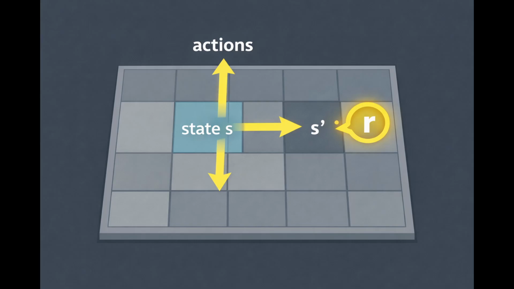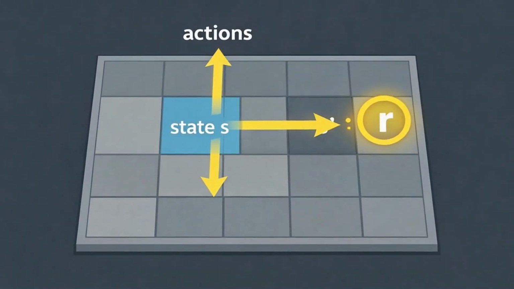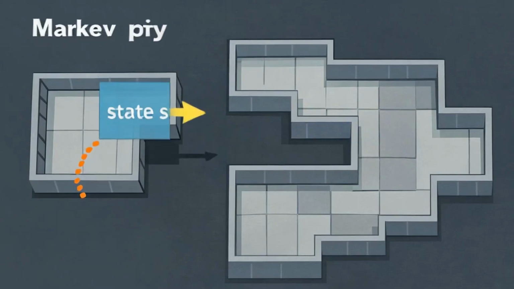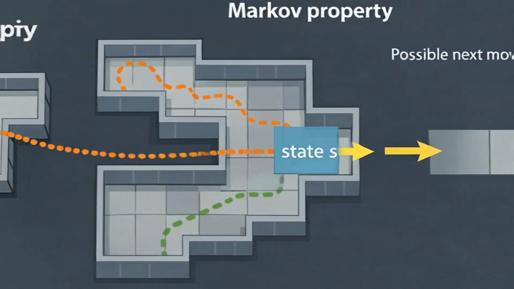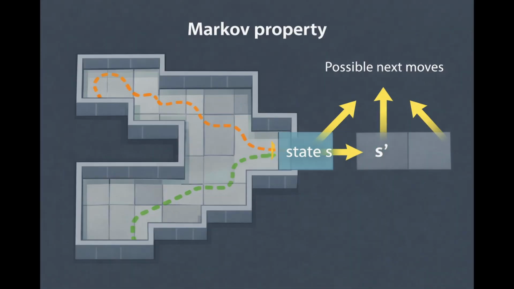In other words, the future doesn't need the entire history. It doesn't matter how you arrived here. What matters is where you are now. Here's why this is such a big deal. In reinforcement learning, an agent is constantly trying to connect cause and effect. If the state contains the relevant information, then learning is tractable. The agent can generalize from repeated experiences in the same state.